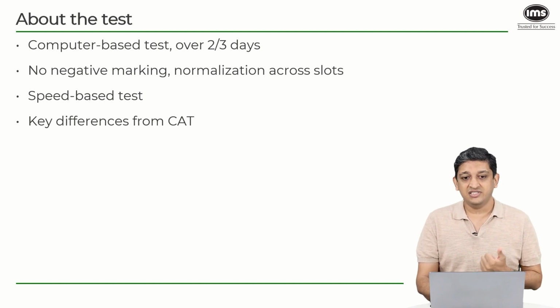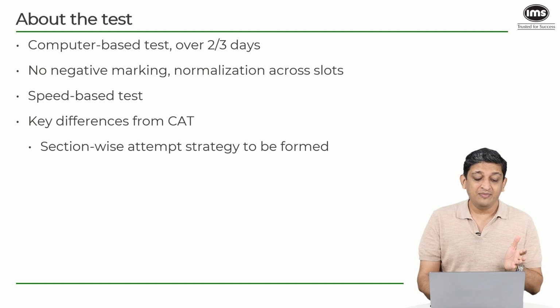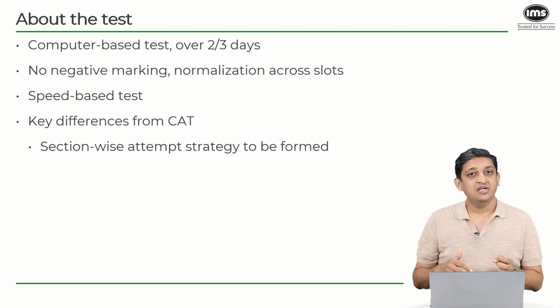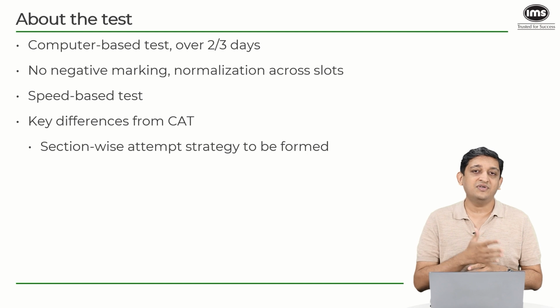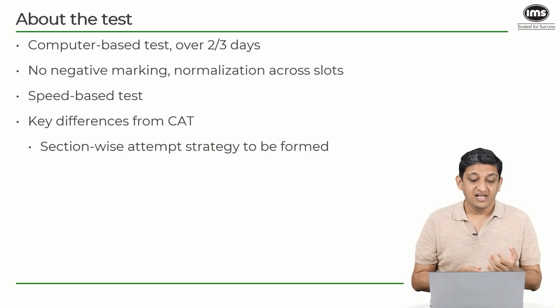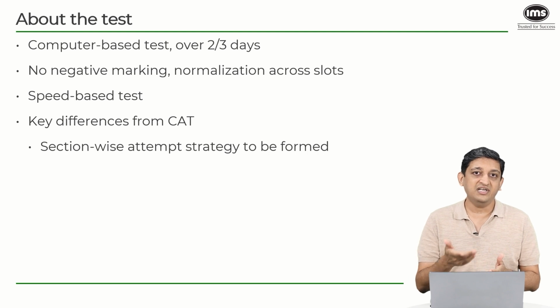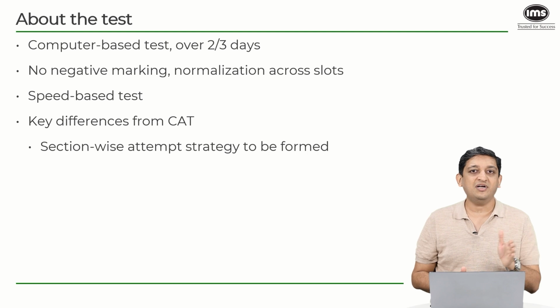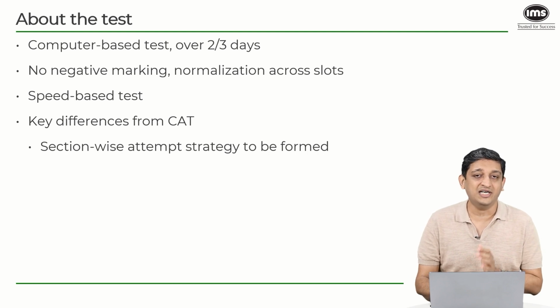Now, in terms of the key differences from the CAT, the first bit is there will be a section-wise attempt strategy that needs to be formulated before you appear for the test, meaning that there will be 4 sections broadly into which this entire test will be divided. So you will have the logical reasoning or the analytical reasoning section, you will have a visual reasoning section, you will have a quantitative aptitude section and a verbal ability section. So there are these 4 sections into which the entire test is divided, and on the basis of your strengths and your areas of improvement, you will have to formulate a strategy which allows you to attempt a lot of questions in these 150 minutes that you will have.